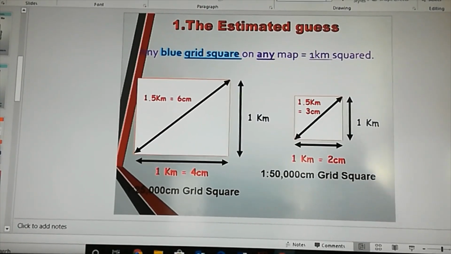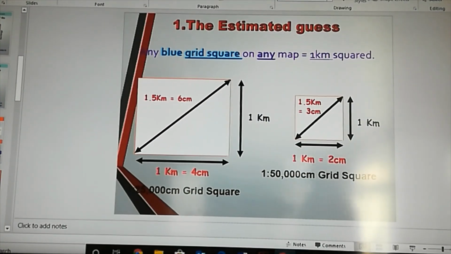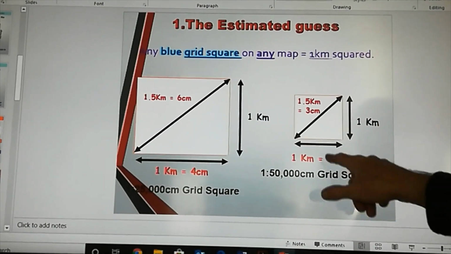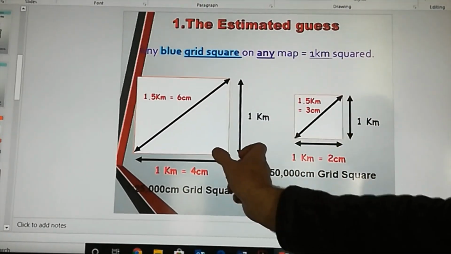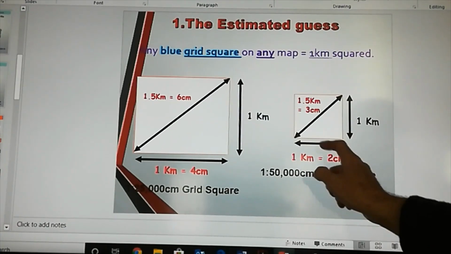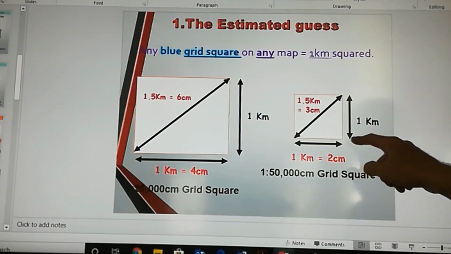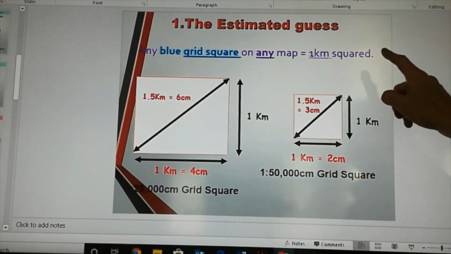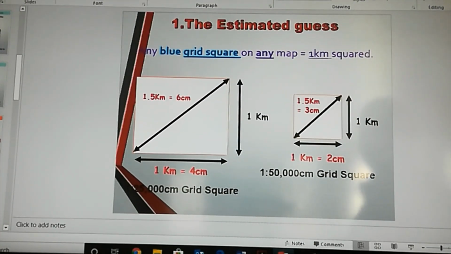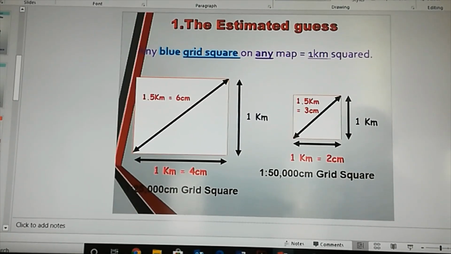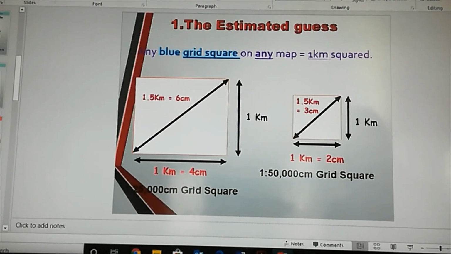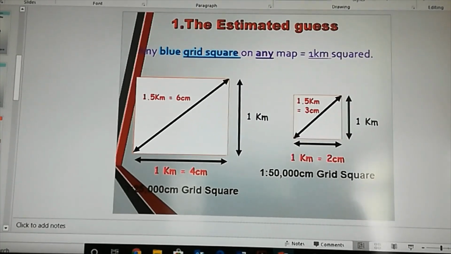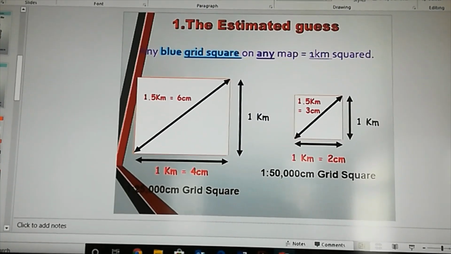So if I go back to my map, the smaller one that you're looking at, that's on a 1 to 50,000. So 2 centimetres, because the box is half again. 2 centimetres is 1 kilometre. So I know that box is 2 centimetres long, 2 centimetres long, which is 1 kilometre by 1 kilometre, or 1.5 kilometres through the middle. They're always a kilometre. Every grid square is always a kilometre.